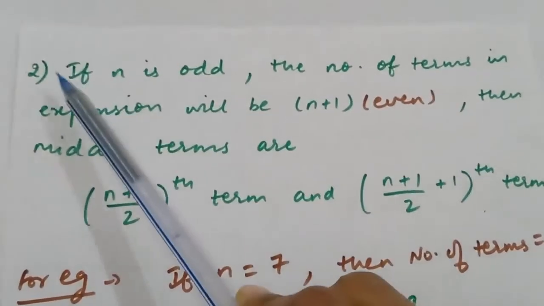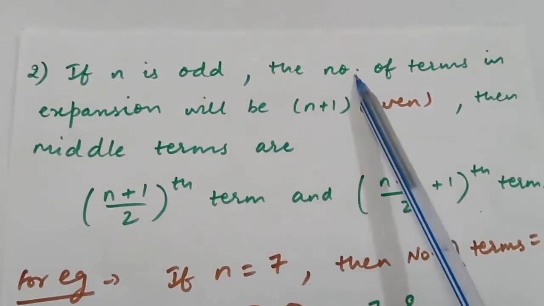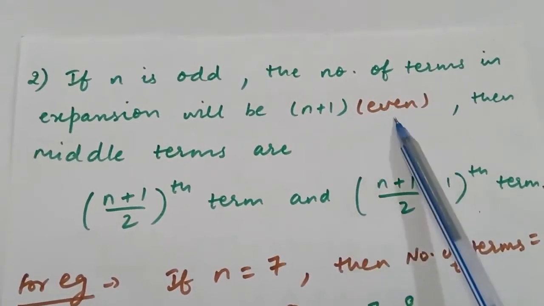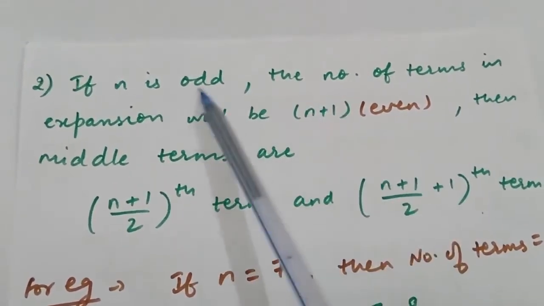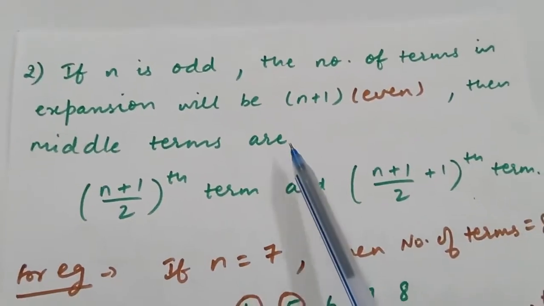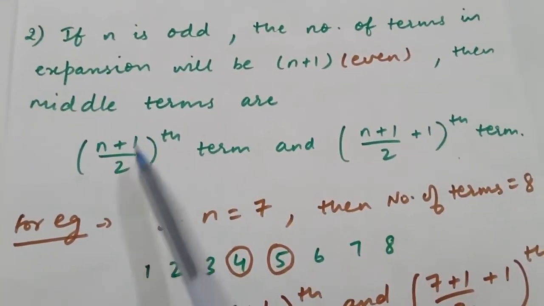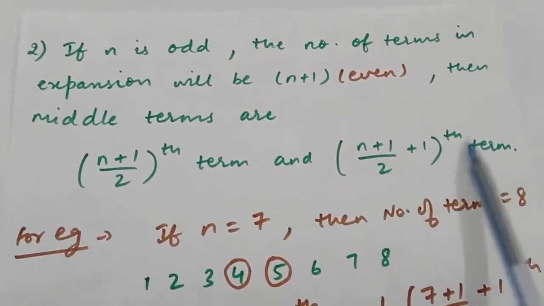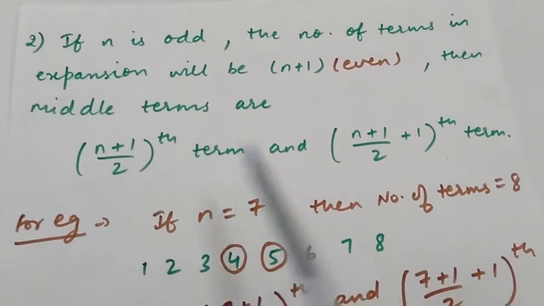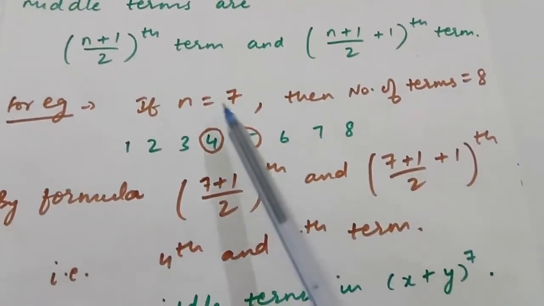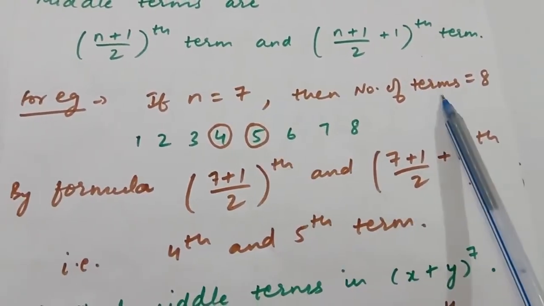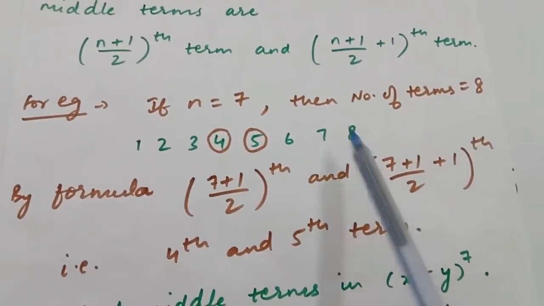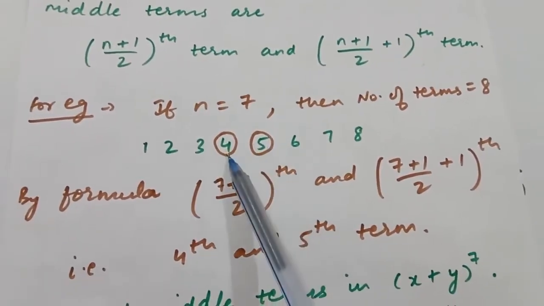Now second is, if n is odd, then the number of terms in the expansion will be n plus 1. So the number of terms will be even if n is odd. Then the middle terms are (n plus 1) by 2th term and (n plus 1) by 2 plus 1th term. When n is odd, there will be 2 middle terms. For example, if n is equal to 7, then the number of terms is equal to 8, right? So these are the terms 1 to 8. So the middle terms are 4th and 5th.